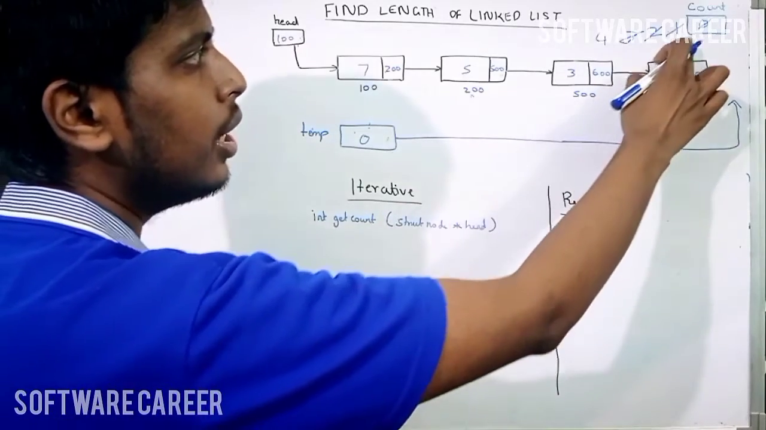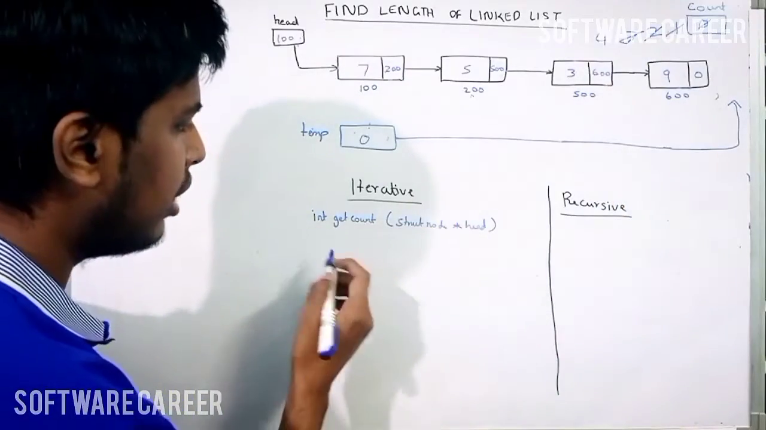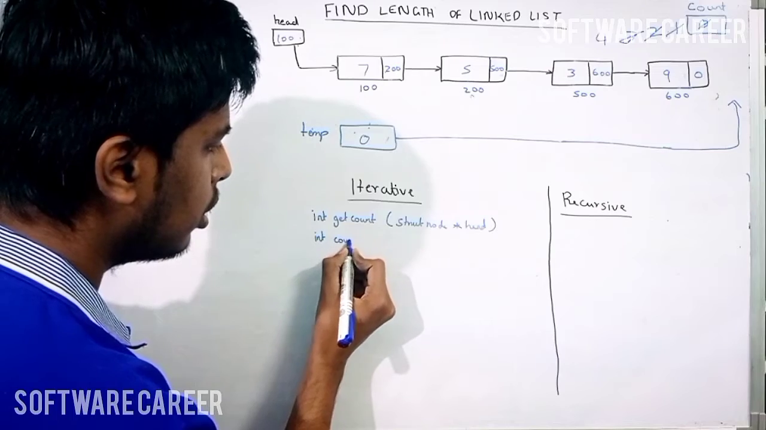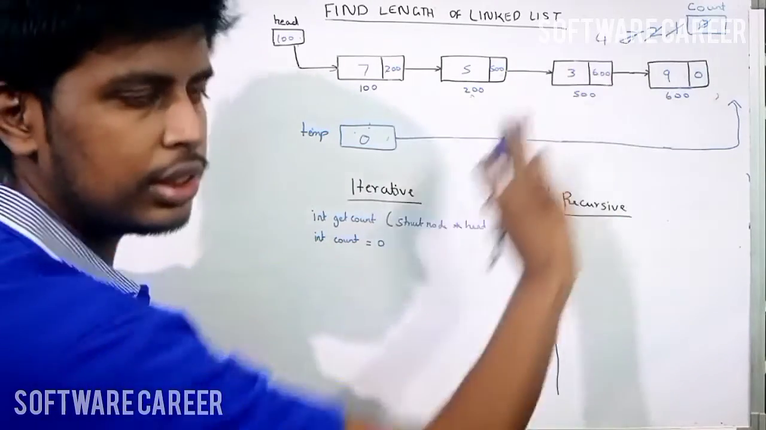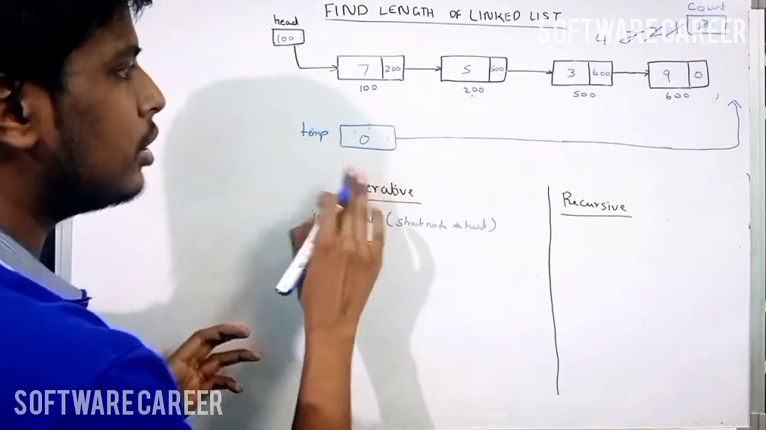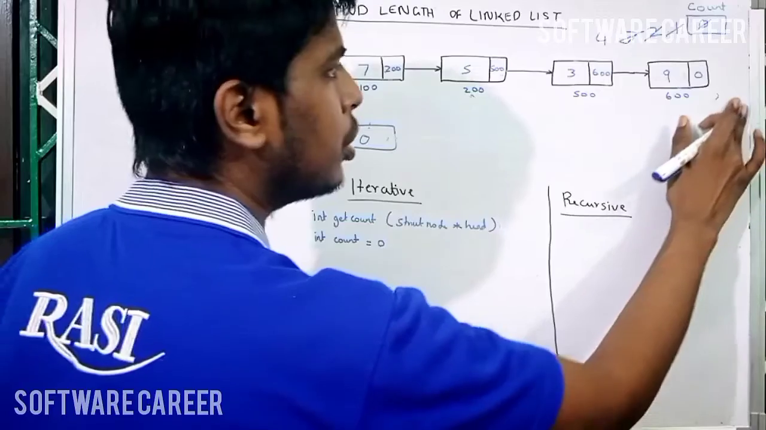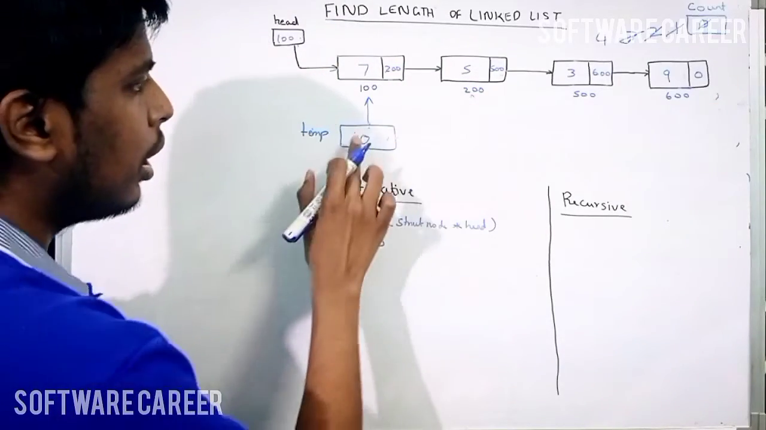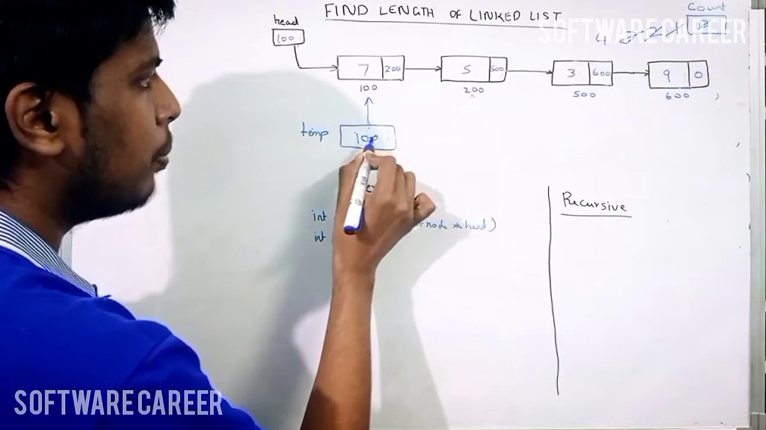Now at the starting I had created a variable count which was 0. So I am writing here int count equals 0. I have set the count variable to 0 at the starting. Now the first step is you should create a temp pointer which is pointing towards the first node. So temp is 100, right?